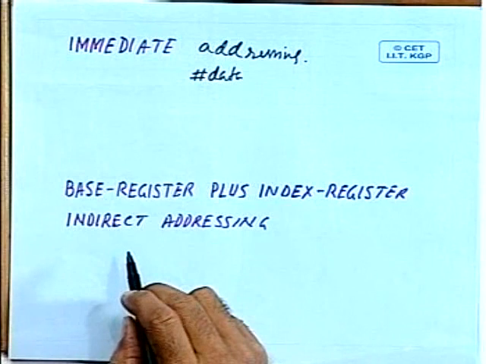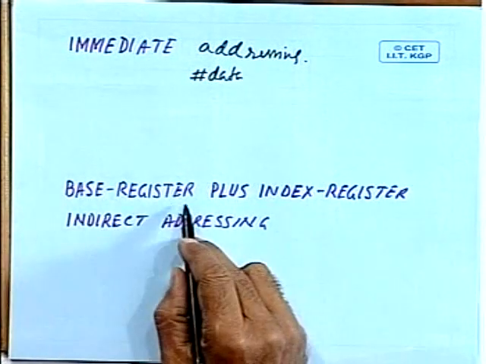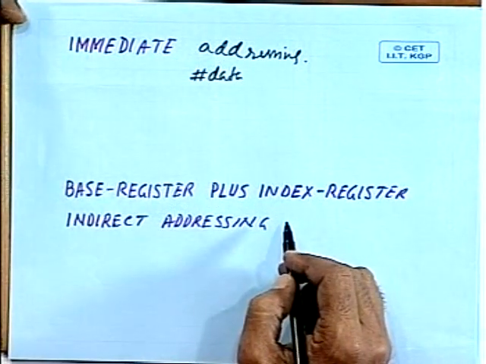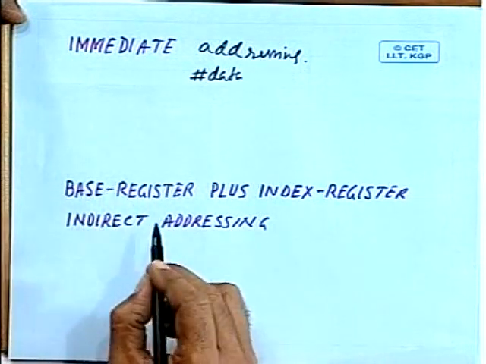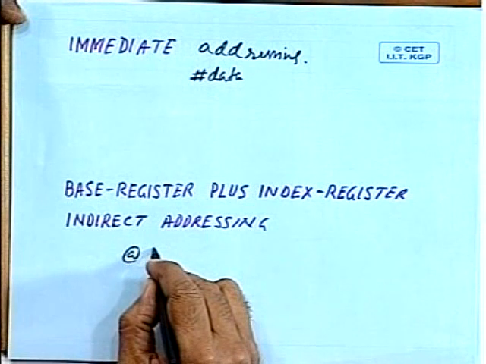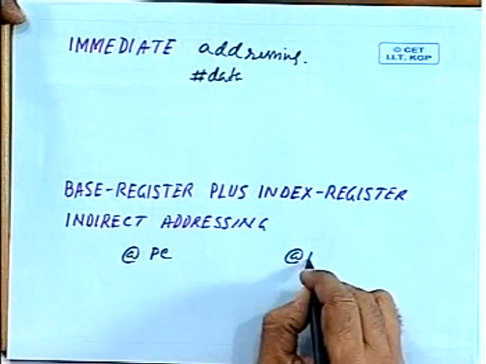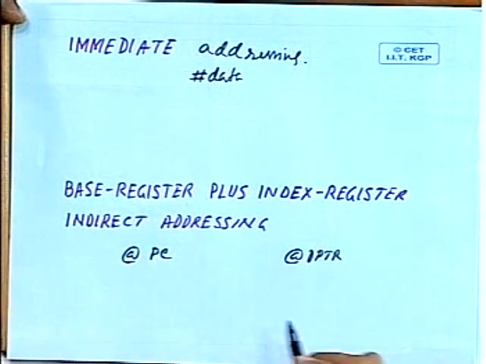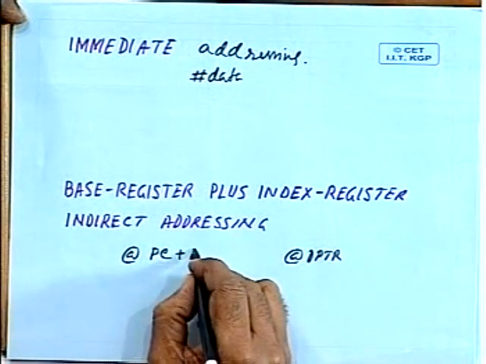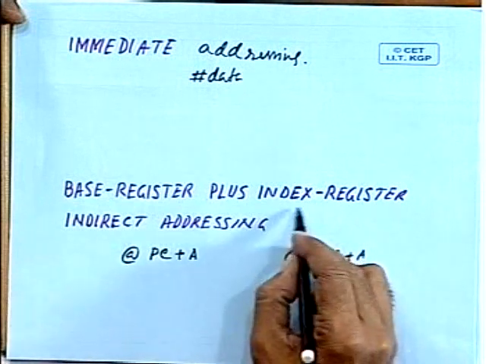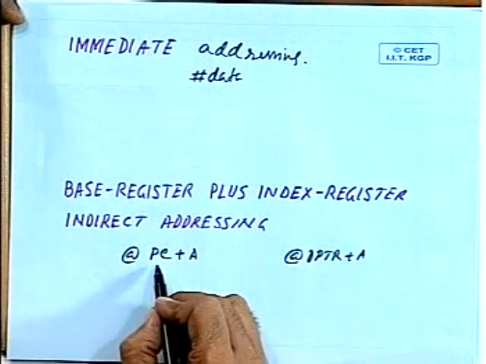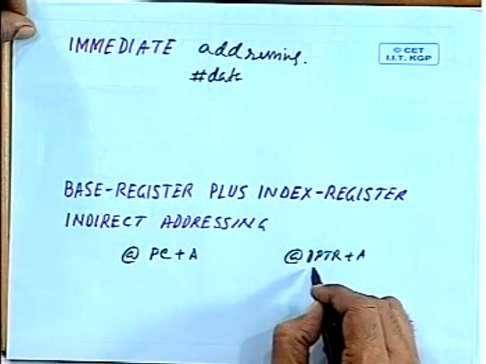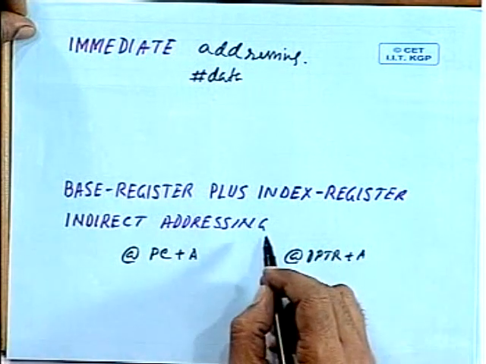Then comes the final addressing mode, that is base register plus index register indirect addressing. In this case, the base register is usually the program counter or the data pointer. So program counter or data pointer acts as the base register, and the accumulator is used as index register in both the cases. So you will be adding the content of program counter with the accumulator, or the content of data pointer with the accumulator to generate the indirect address.